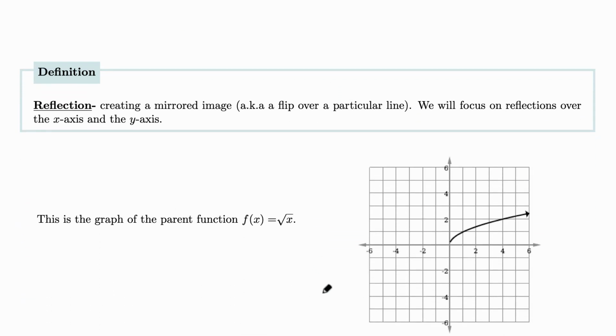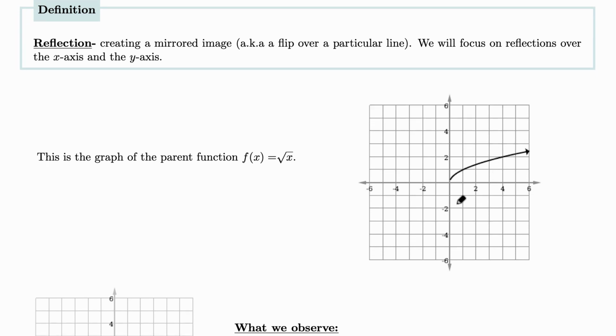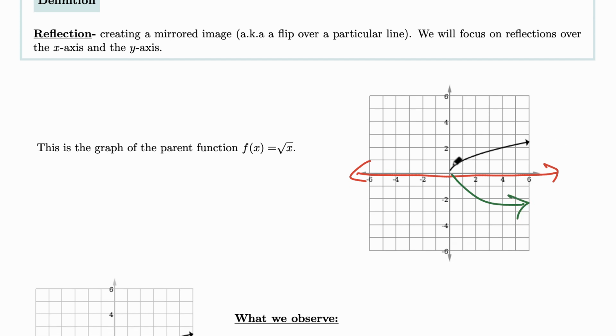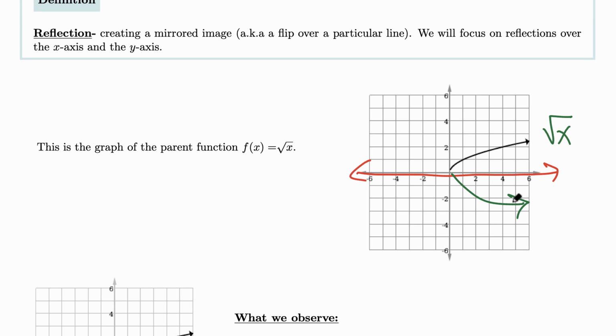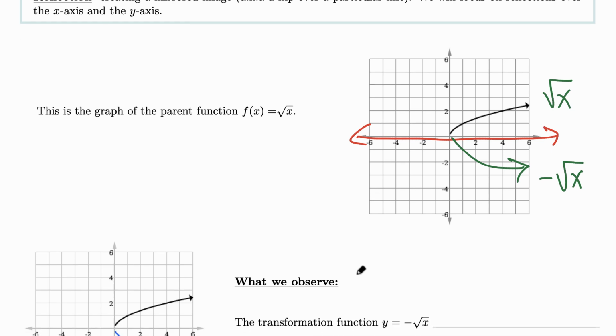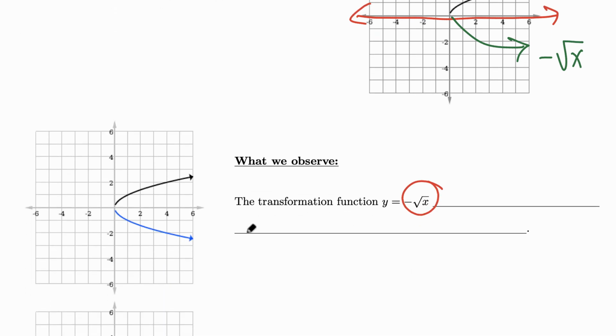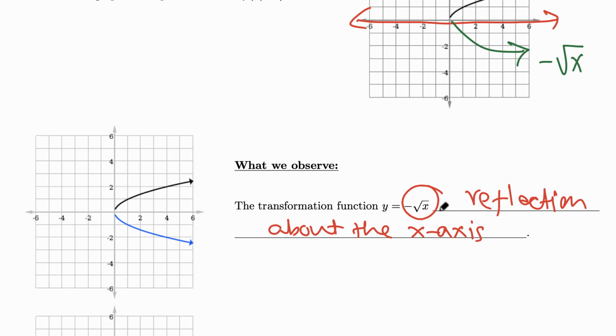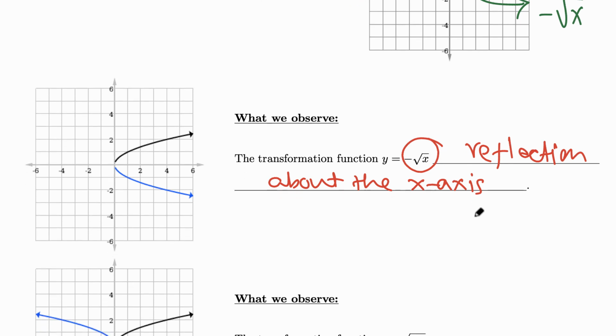Okay. Now we have a graph and we want to reflect. We have the x-axis here. If we reflect this about the x-axis, then we're going to get this graph. This is the square root function, so the new graph is below the x-axis: minus square root of x. So here's a negative square root of x. That will be a reflection about the x-axis. So negative outside of a function means reflection about the x-axis.